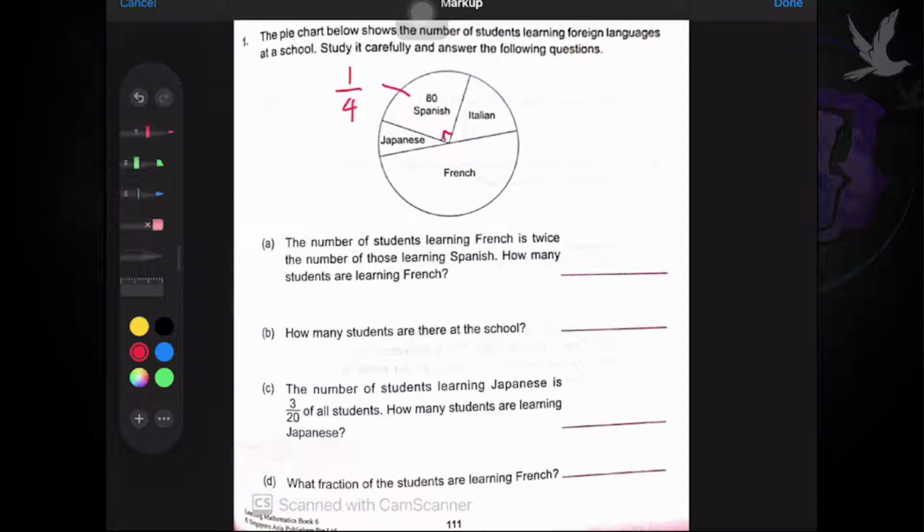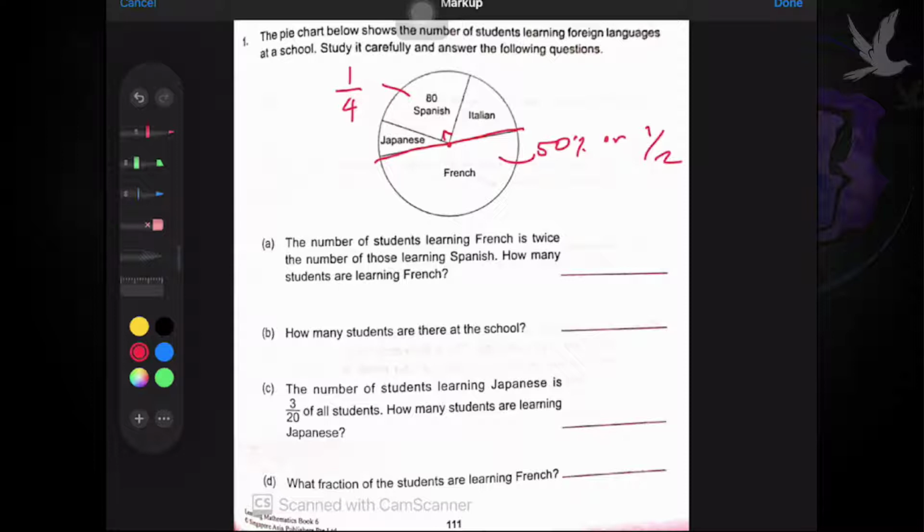That's one clue. Another one that you'll be able to see is you see a straight line. So which means straight line yan from midpoint. This shows 50%, or basically 1/2 of the total number of students who are learning foreign languages. Okay. So question A, tingnan natin how we'll be able to answer. Letter A, the number of students learning French is twice the number of learning Spanish. How many students are learning French?